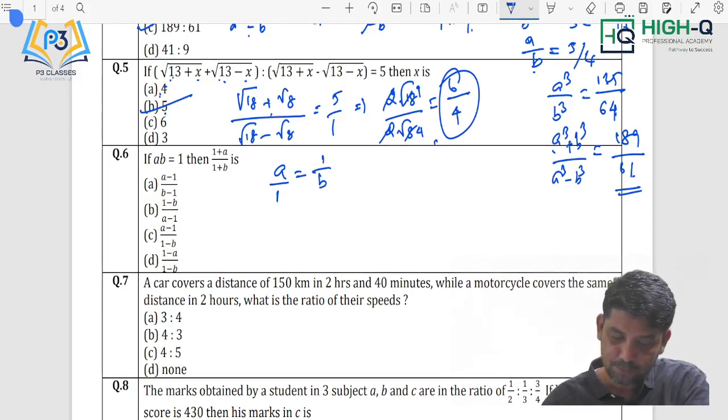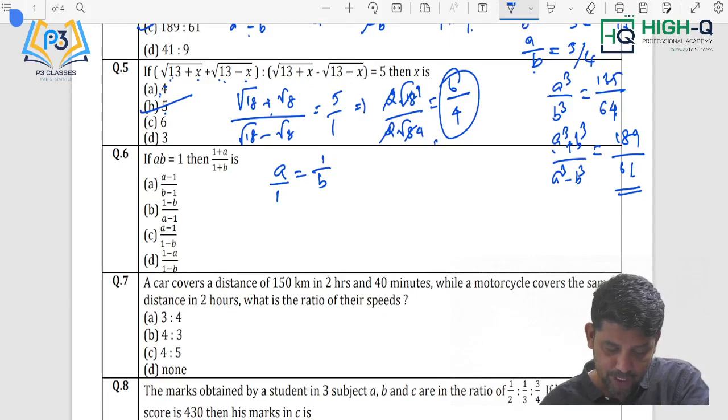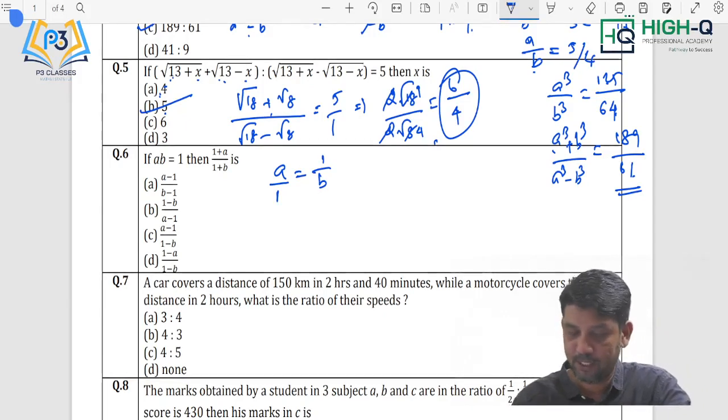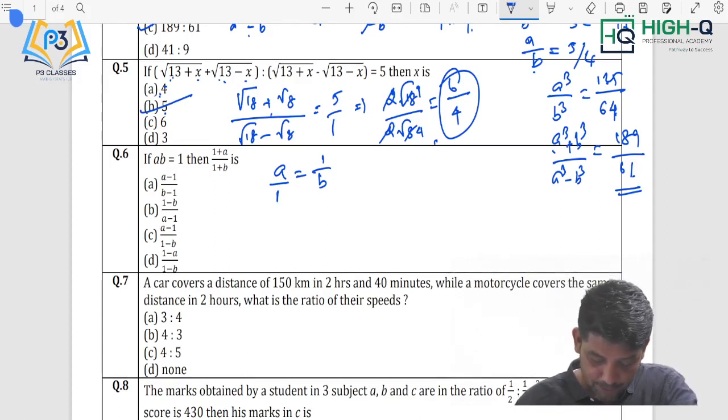Okay, now listen here. According to the options, what can be the answer? What is the question here? They ask you to find out 1 plus a by 1 plus b. Is that right, my dear? So how to find out 1 plus a by 1 plus b? The answer is a minus 1 by 1 minus b. Of course, this is what is going to be my answer.